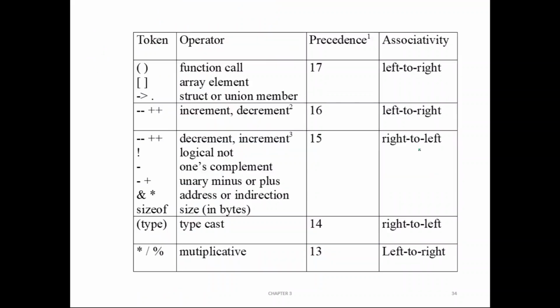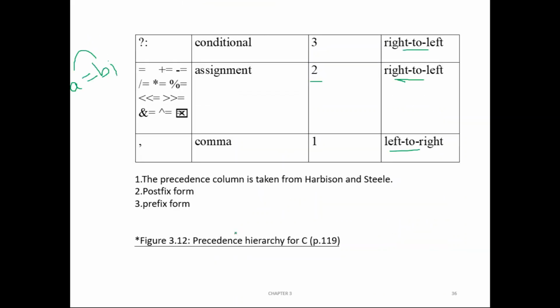So if you see the table, most of the associativity is from left to right. Very few are from right to left. Post increment is left to right. Pre increment and pre decrement are right to left. Typecast is right to left. Conditional statement is right to left, and then assignment is right to left. So based on this table the execution happens.